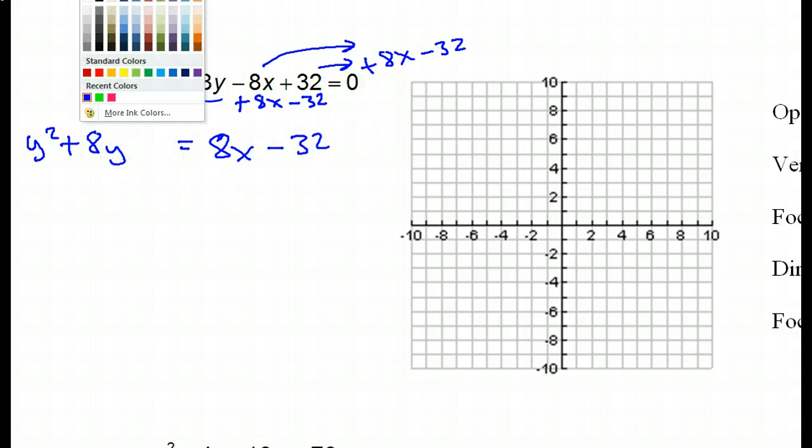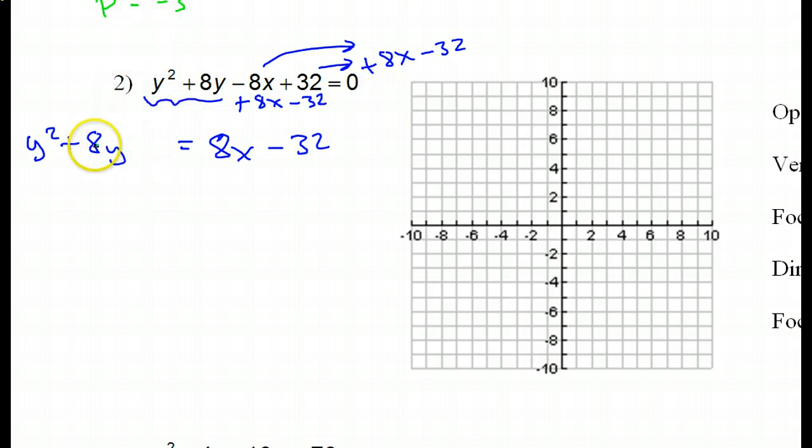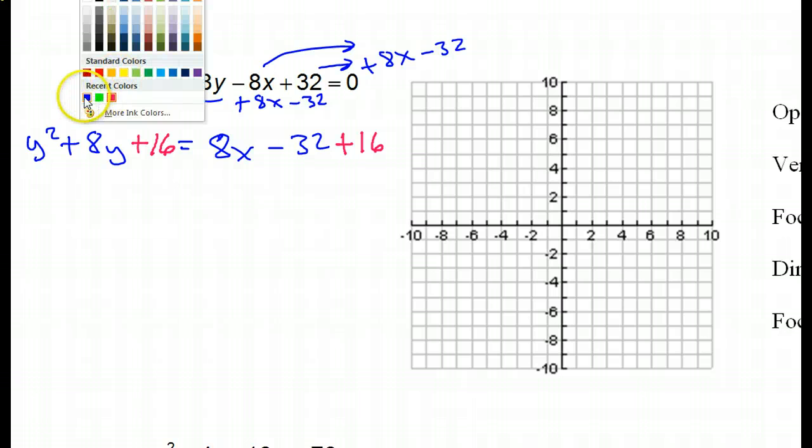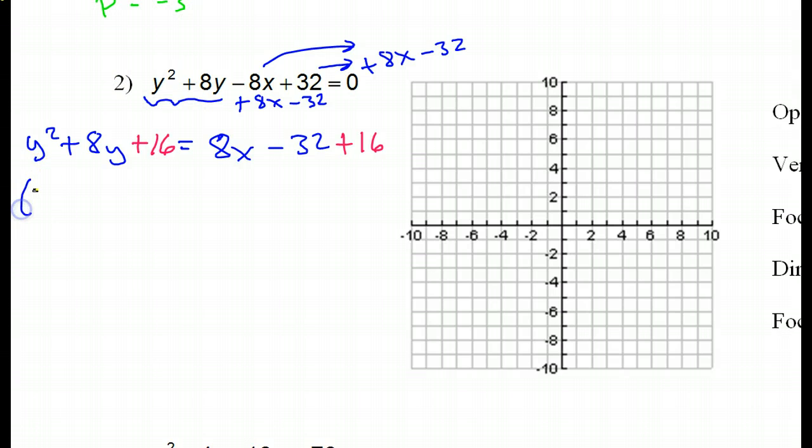Now let's complete that square. Half the middle squared. So half of this is 4. 4 squared is 16. There you go. Please make sure you do it on both sides of the equation. Common mistake. That will allow us to write this as the same thing twice. So y plus 4 times y plus 4.